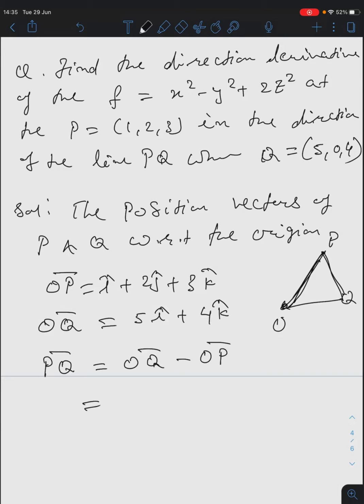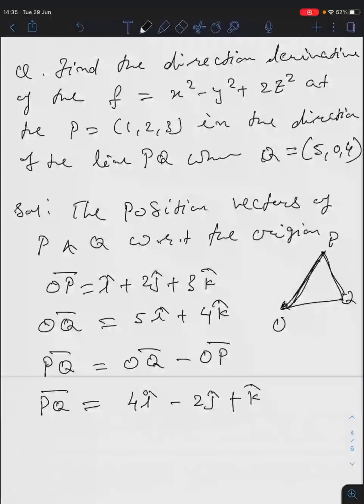So what will be the answer? 4i minus 2j, then you have plus k. Okay? Plus k, ma'am. Yes, plus k. Okay. So this is the vector you have obtained.